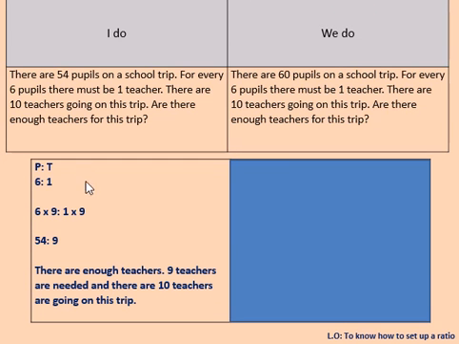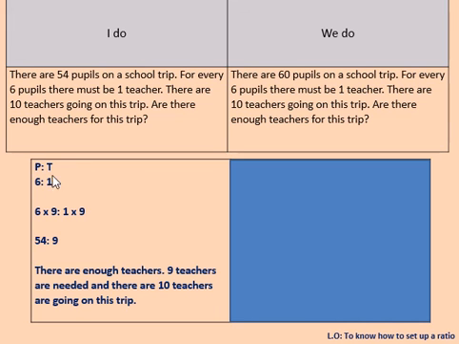Okay, so the next I do says there are 54 pupils on a school trip. For every 6 pupils, there must be 1 teacher. So the pupil to teacher ratio needs to be at least 6 to 1. It says there are 10 teachers going on this trip. Are there going to be enough teachers for this trip?